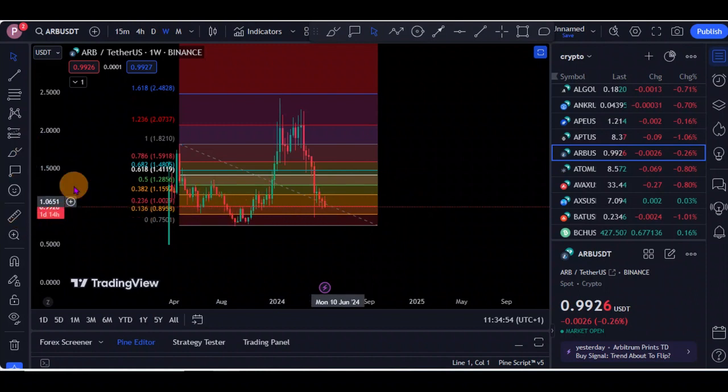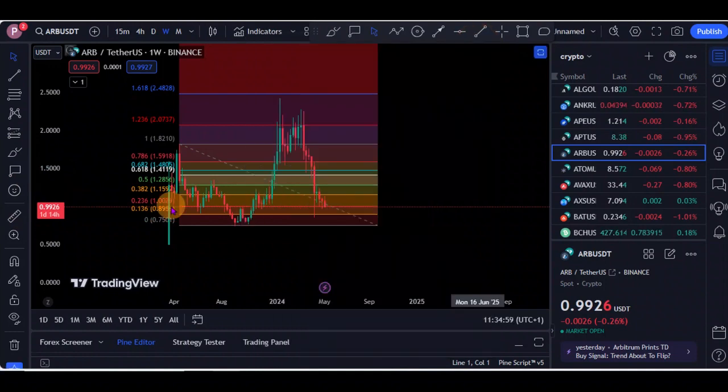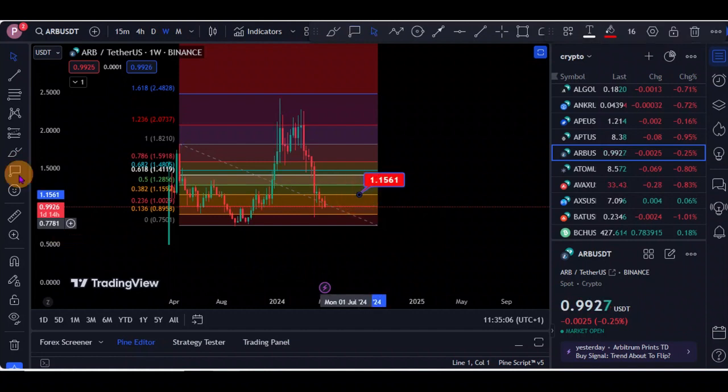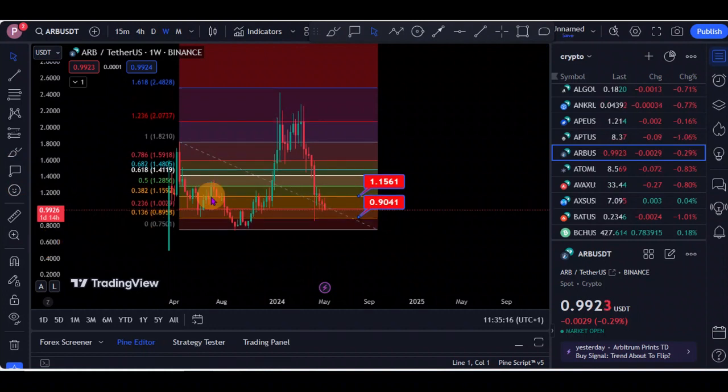Basically, we could just see Arbitrum consolidate right here from the $1.1 level going into this level of $0.8 or $0.9. As we said in the model in the beginning, we usually see a consolidation in May. So we could just see this consolidation right here.